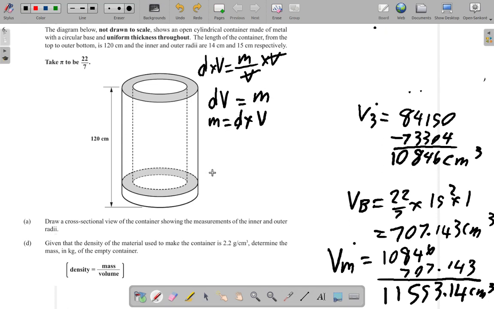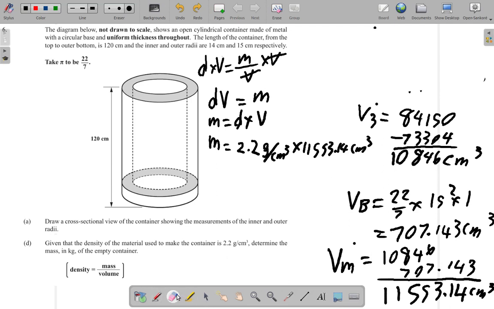Now they say the density is 2.2 grams per cm cube. So the mass equals density, which is 2.2 times volume. Let me put in the units. You don't necessarily have to put in the units now, but let me put them in. Grams per cm cube times the volume. The volume, as we saw before, is 153.14 cm cube.